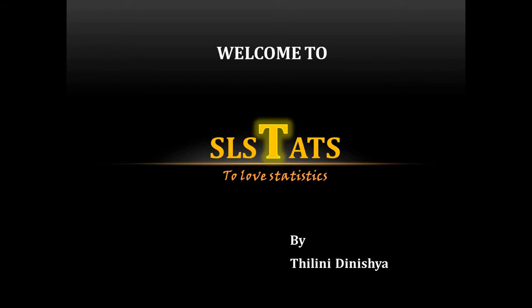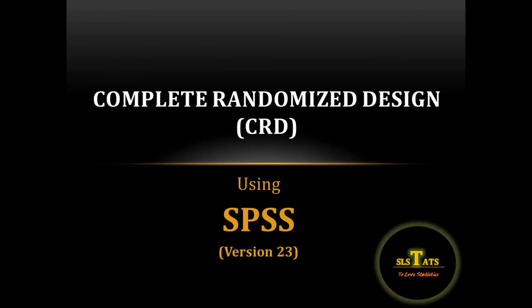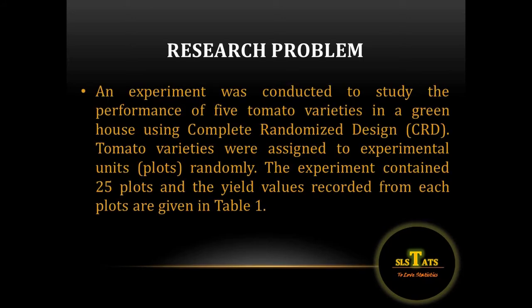This video demonstrates how to run a completely randomized design in SPSS. Research problem: an experiment was conducted to study the performance of 5 tomato varieties in a greenhouse using a completely randomized design. Tomato varieties were assigned to experimental units randomly. The experiment contained 25 plots and the yield values recorded from each plot are given in Table 1.